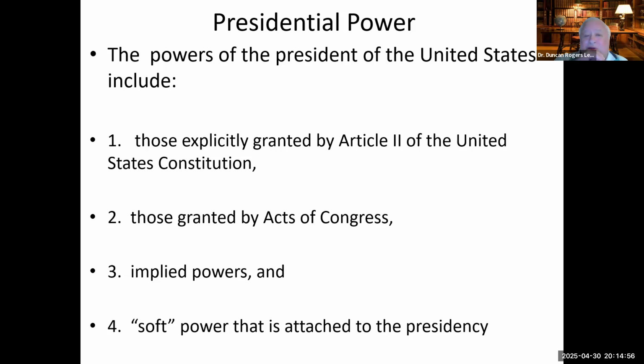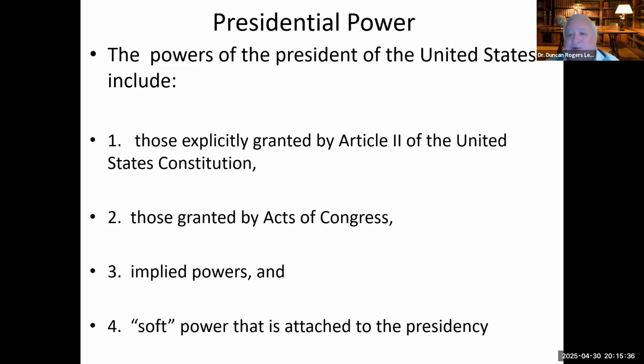All right, let's look at what kind of powers the President of the United States has. One, the President has those explicitly granted by Article 2 of the United States Constitution. We're going to go through those. Then there are those granted by acts of Congress. So Congress can give the President additional powers. By the way, it can't do the same with the Supreme Court. The Supreme Court has limited powers, and in fact, the very first case where the Supreme Court declared itself supreme was over the fact that Congress had granted additional powers that weren't in the Constitution. They haven't done that to the president yet.